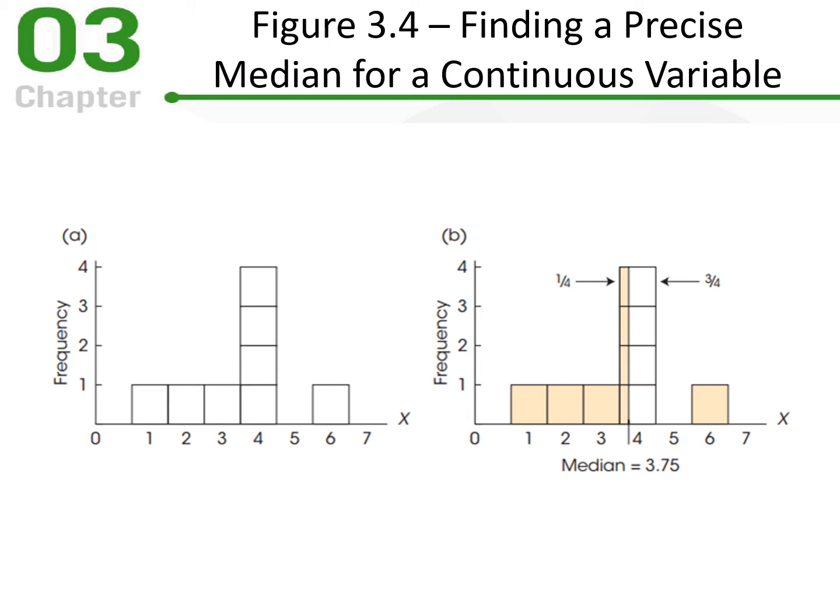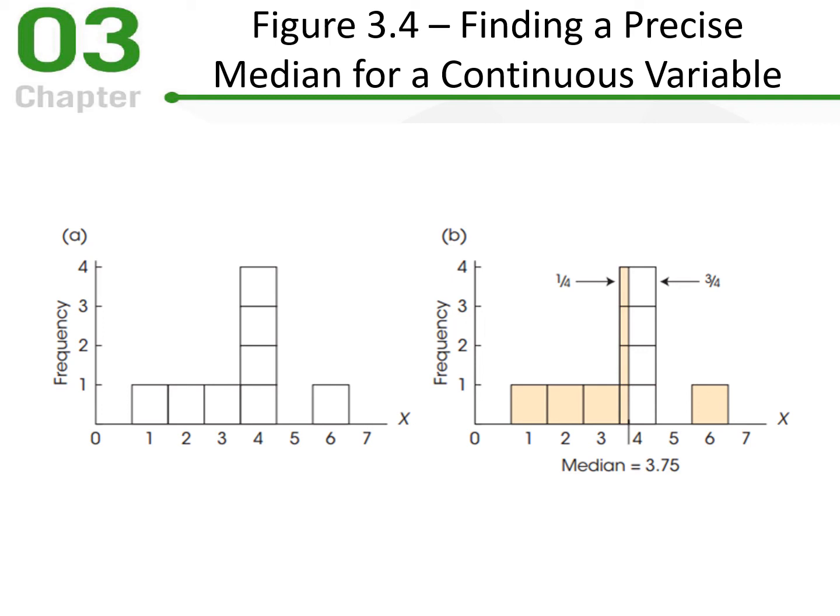So what I have to do is add that 1/4 to the upper real limit. If you look at 3, the upper real limit of category 3 is 3.5, because remember I said it's minus a half and plus a half for the real limits. So the upper real limit of 3 is 3.5. That's where you see the line go down over the 3 here. I have to also add 1/4 to that to give me the median, because I need 1/4 of these 4 blocks to give me 4 blocks total. So if I add 1/4 to the 3.5, I get 3.75, and that becomes my precise median for this continuous variable.